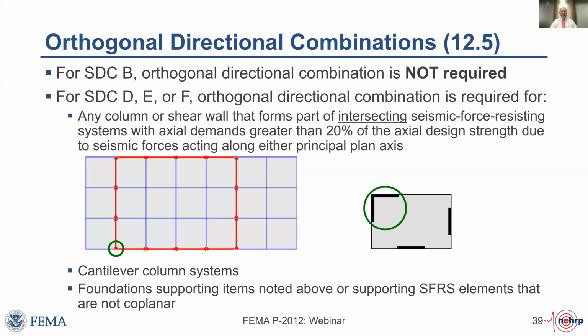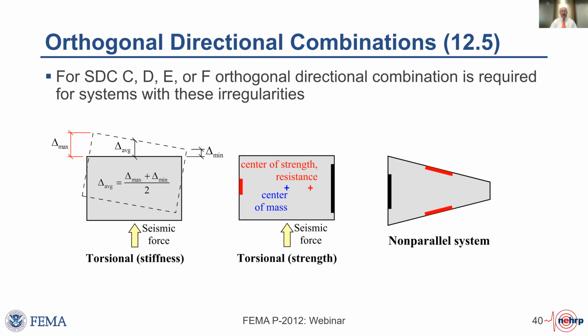The idea is, well, first, although earthquakes happen in all directions for all earthquakes, for lower seismic design categories, the consequences are not so great. And for seismic design category B, you're allowed to still consider the systems independently in the two directions. For higher seismic design categories, if the lateral system elements are intersecting so that they get loaded from both directions, we need to think about that. So for instance, orthogonal directional combinations are required in ASCE 7-22 if we've got torsional irregularities or non-parallel system irregularity.